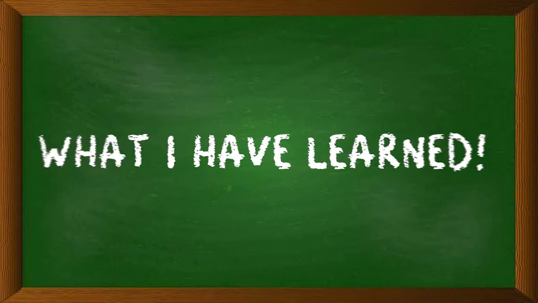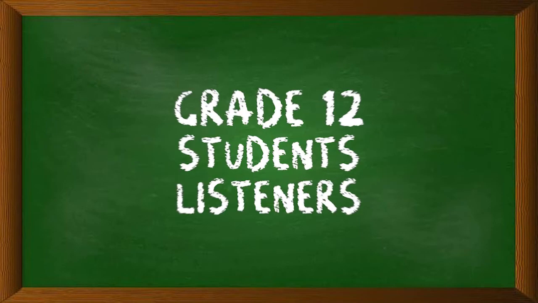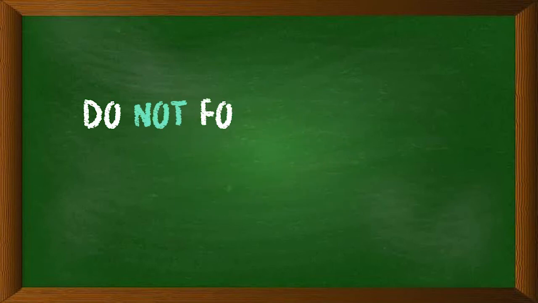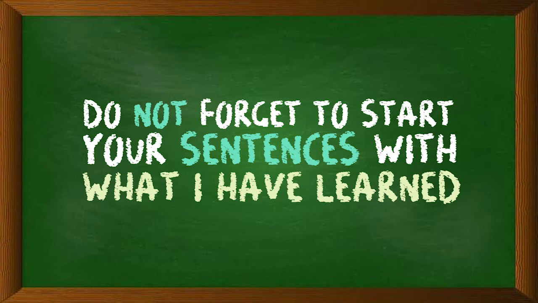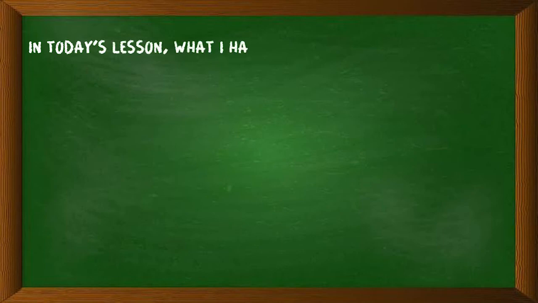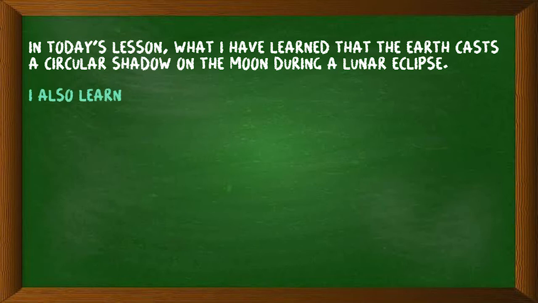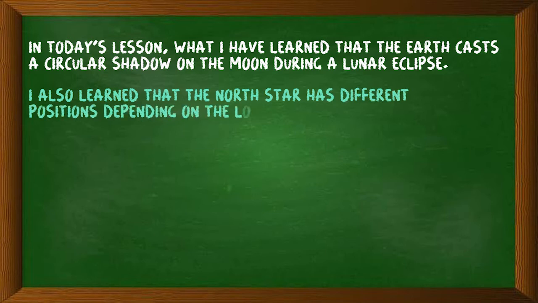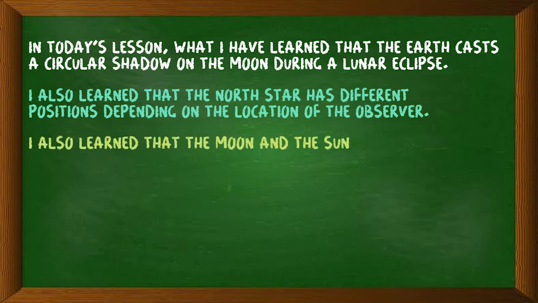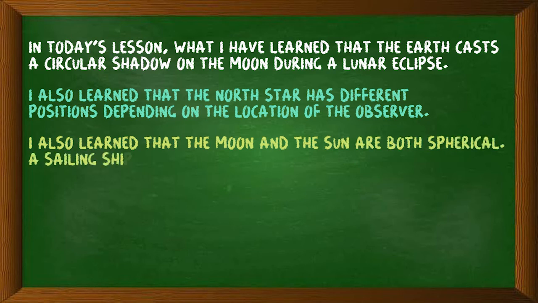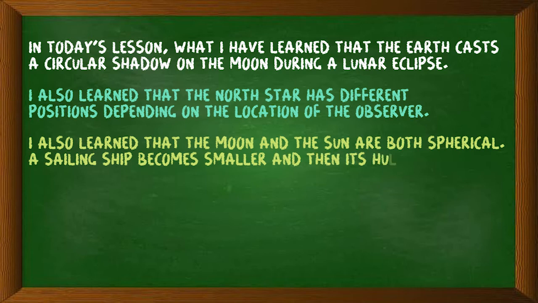It's time to What I Have Learned. Grade 12 student listeners, do not forget to start your sentences with what I have learned. In today's lesson, what I have learned is that the earth casts a circular shadow on the moon during a lunar eclipse. I also learned that the North Star has different positions depending on the location of the observer. I also learned that the moon and the sun are both spherical.